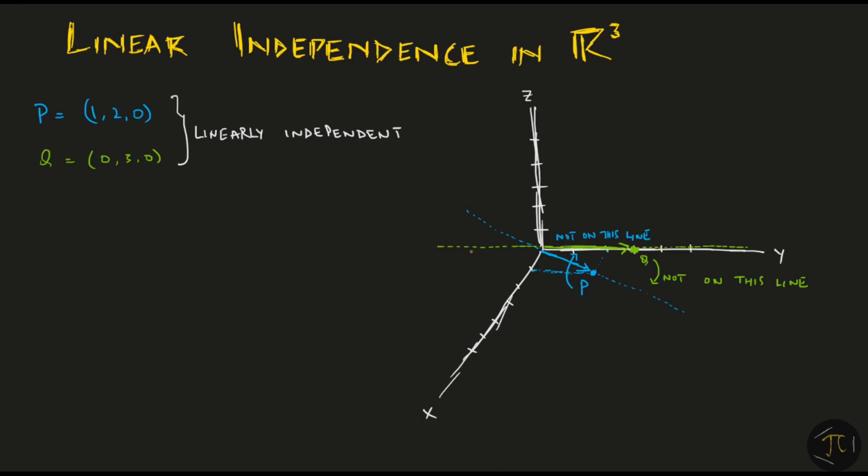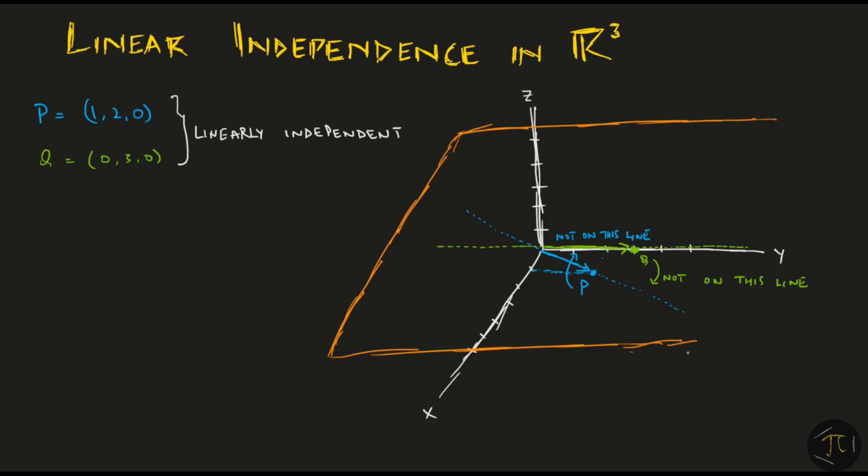Now because these vectors are linearly independent, each vector adds something new to the span. The first vector alone gave me just a line. The second alone gave me another line. But if I take linear combinations of both of them, I get a 2D plane given by z equal to 0. Now let's add another vector to the mix.